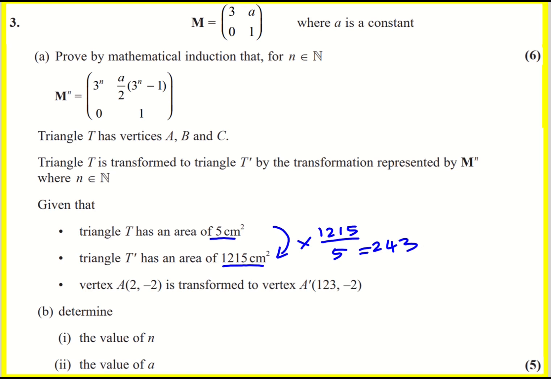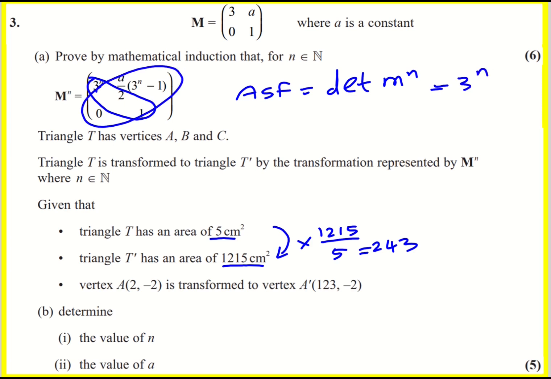Now, the area scale factor is also given by the determinant of M to the n, which is going to be 3 to the n times 1 minus this, which is just 0. So I can say that 3 to the n is equal to 243. The determinant tells us what the area is being multiplied by, and we know the area has been multiplied by 243. From this, we can get what n is. You could take logs, or you could just try some values out in this case, like 3 to the 4 is 81, 3 to the 5 is 243, so n is 5.